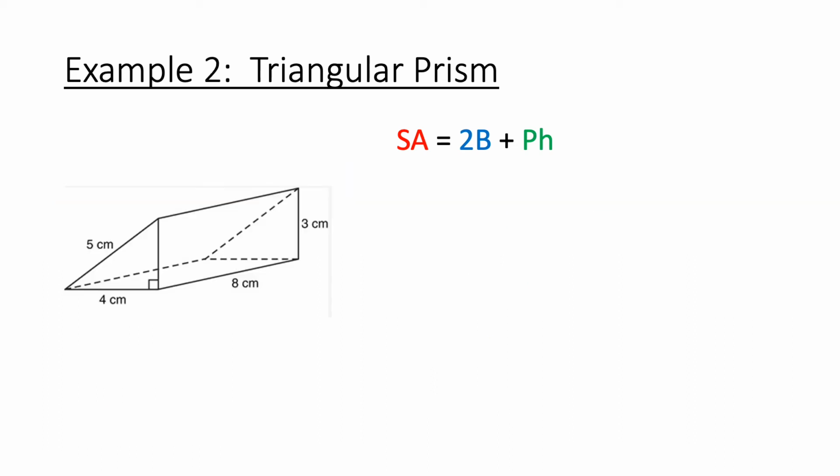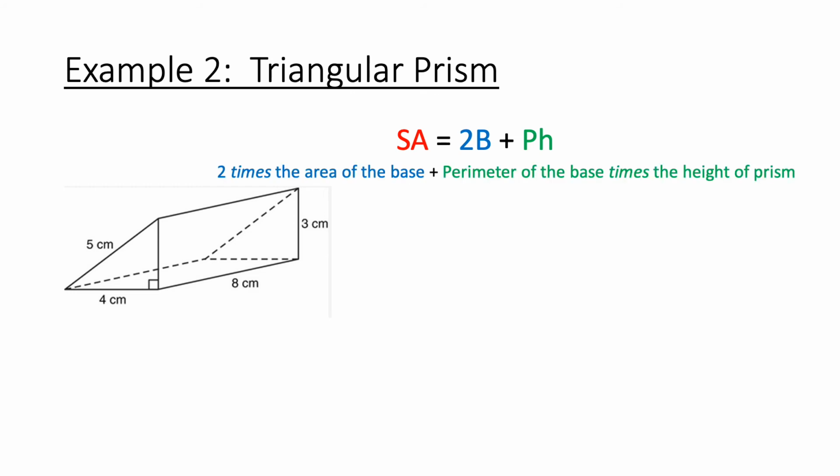Our second example is a right triangle. On a right triangle, the base and height are found by the line segments forming the right angle. Let's look at our formula. 2 times the area of the base plus the perimeter of the base times the height of the prism. The parts of our triangle show a base of 4, the height is 3, and the perimeter of the base is 5 plus 4 plus 3. The height of the prism is 8. The line connecting the two bases is equal to 8. These are very important dimensions to write down correctly so that you don't substitute incorrectly.